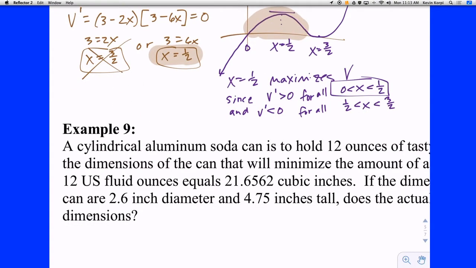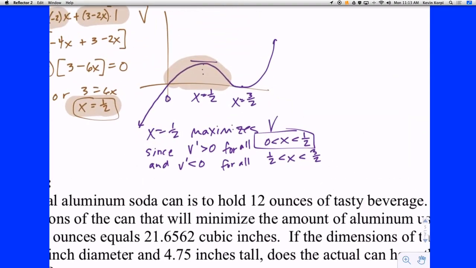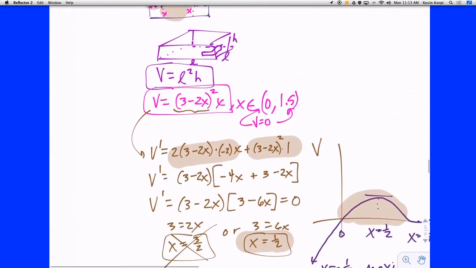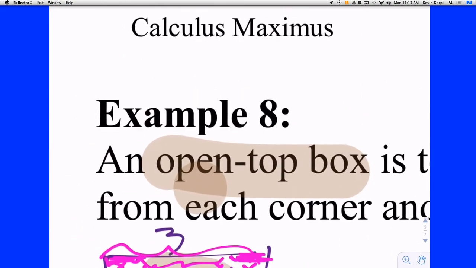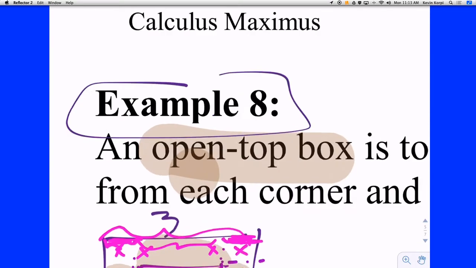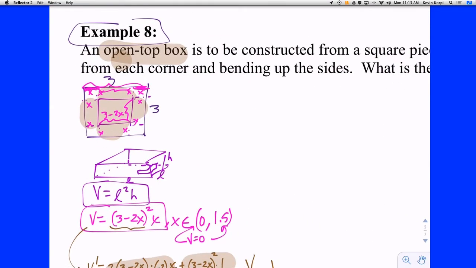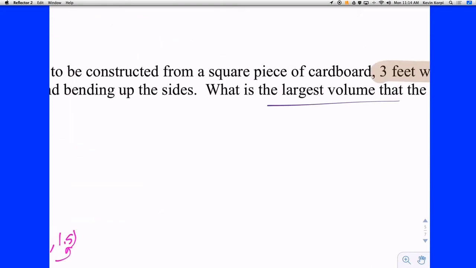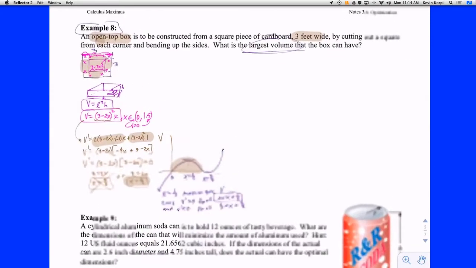Okay, example 9. I think we have time to... No, I never did. No, and that's the moral of all these stories. In the end, answer the question. What are we going to put in the open top box to give to someone? What's the largest volume? We want the actual volume.